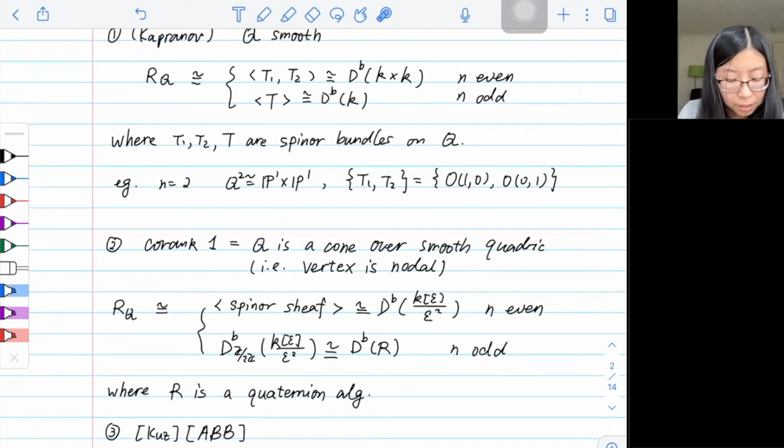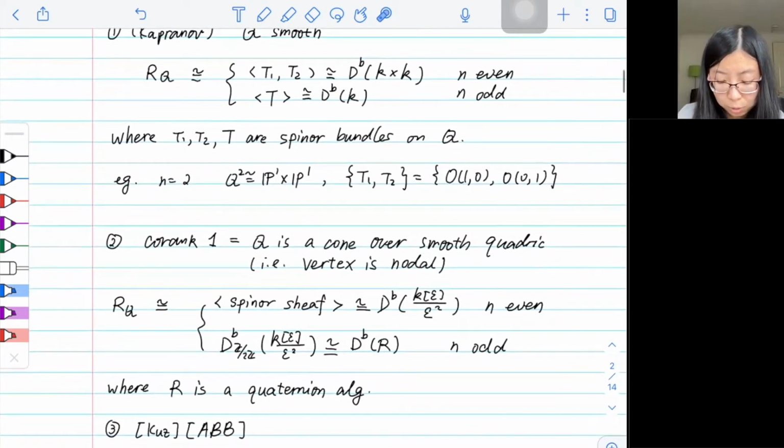In this case, again, the residual category depends on the parity of the dimension. When n is even, it's generated by one object. It's called the spinor sheaf. It's similar to a spinor bundle, but they're not vector bundles anymore. They're just reflexive sheaves. We can still define them for singular quadrics. And it's not an exceptional object. In fact, it's equivalent to the derived category of the dual numbers.